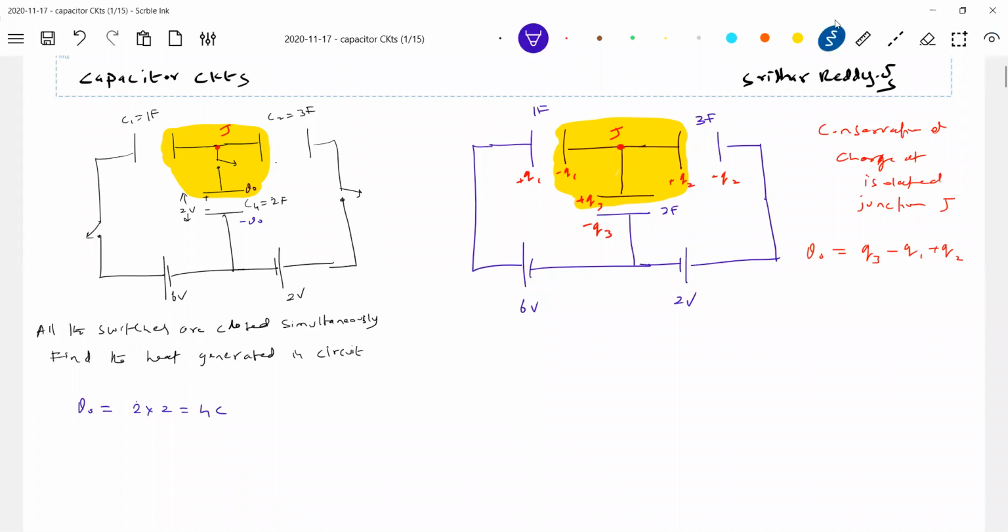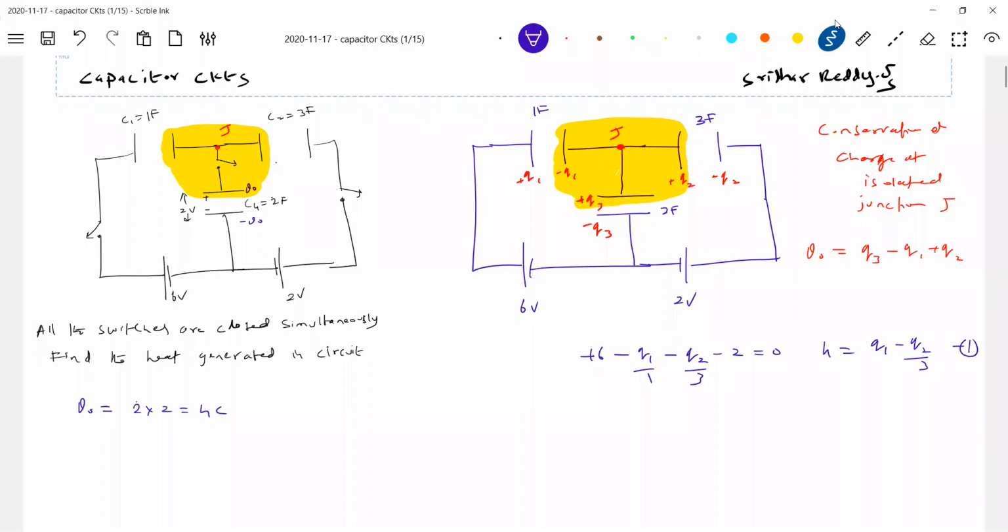So let's write the loop equation now. This will be plus 6 minus Q1 by 1 minus Q2 by 3 minus 2 equal to 0. Or this 4 is equal to Q1 minus Q2.